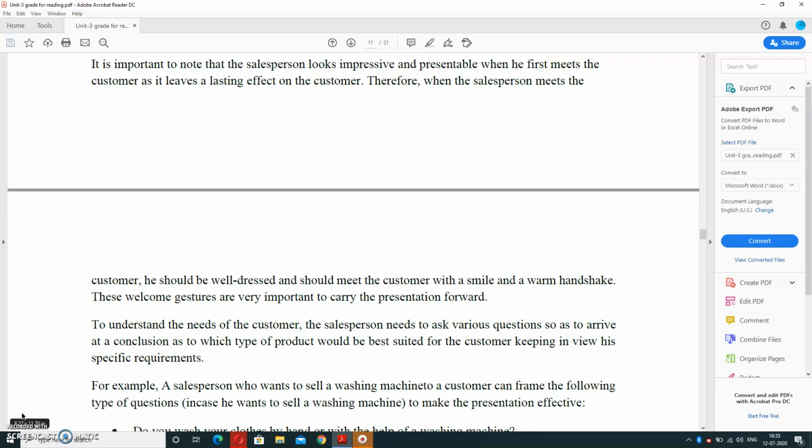To understand the need of the customer, the salesperson needs to ask some questions so as to arrive at a conclusion as to which type of product would be best suited for the customer, keeping in view his specific requirement. For example, a salesperson who wants to sell a washing machine to a customer can ask questions of this type.